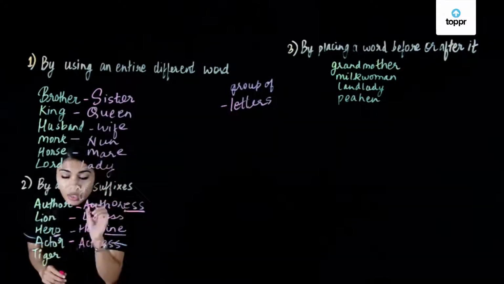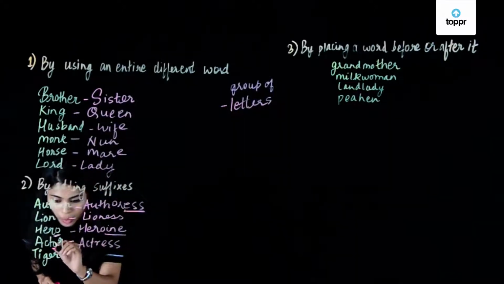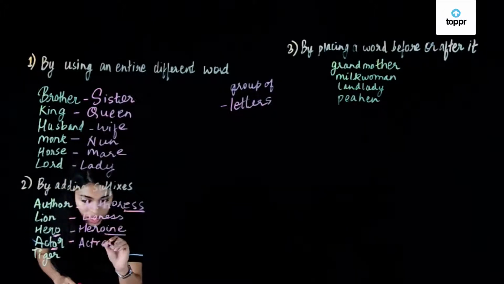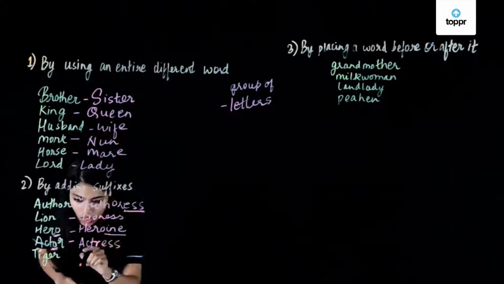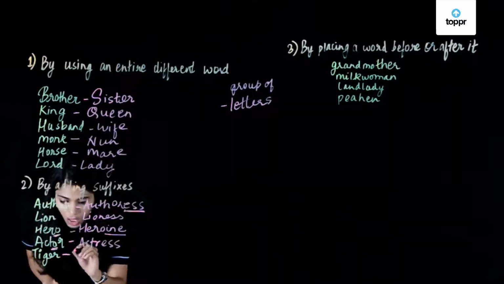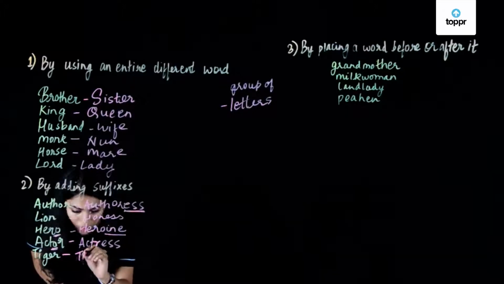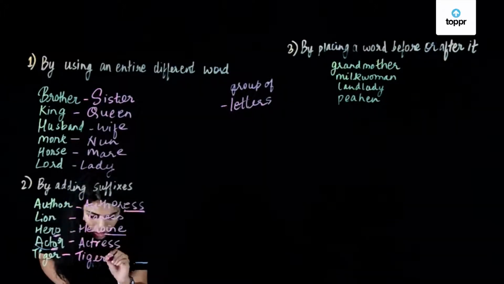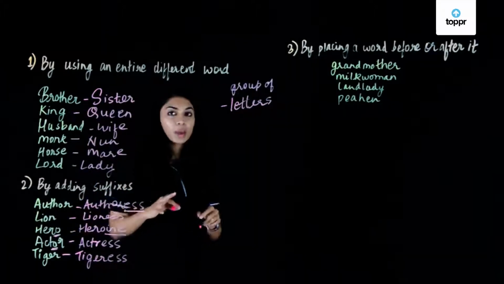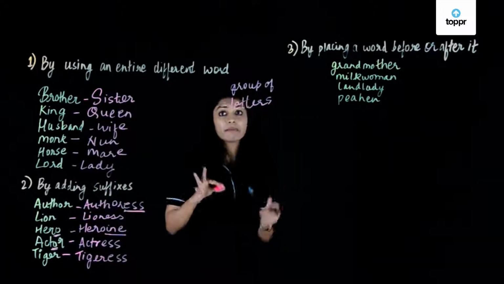An interesting thing to see here is that we have removed the vowel O and we have just added ESS to actor. Let's look at the next word, which is tiger. Tiger becomes tigress. And let's look at the third and final way of forming the masculine noun.